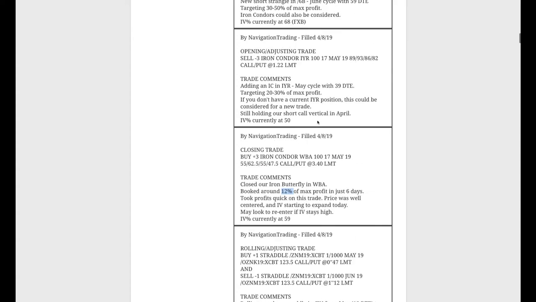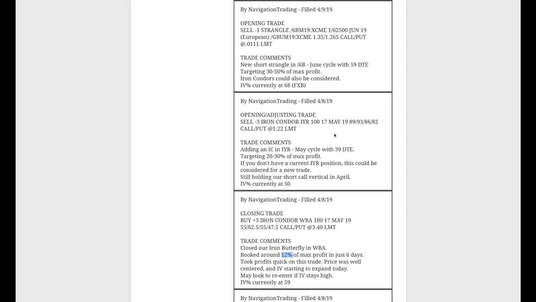Next trade was a closing trade in WBA. We had an iron butterfly in Walgreens Boots Alliance. Booked around 12% of max profit in just 6 days. Usually we wait for a little bit more profit, but that just came pretty quickly, so we just went ahead and took that off. When you've got an iron butterfly, the max profit that you're looking for is maybe 25% of that credit, 25% of your max profit. Since we got this so quick, we went ahead and just booked that and ran.